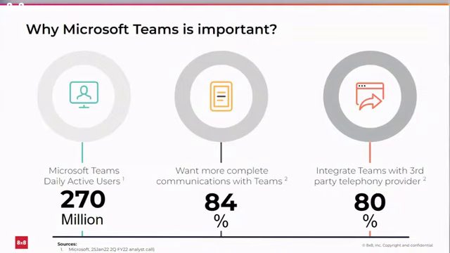The 85% figure is from research late last year, where we found that a large majority of companies want comprehensive communications within Teams. And finally, more than 3/4 of organizations are likely to integrate Microsoft Teams with third-party telephony providers such as 8x8. Which means if you're using Microsoft Teams for collaboration, then your best direct routing option is 8x8 for Microsoft Teams because it is the only solution that offers a true native Teams experience.